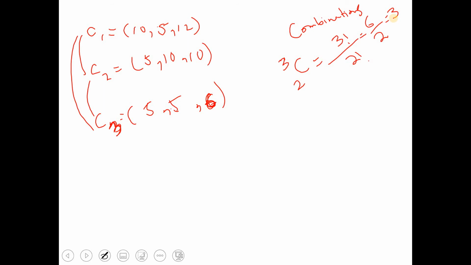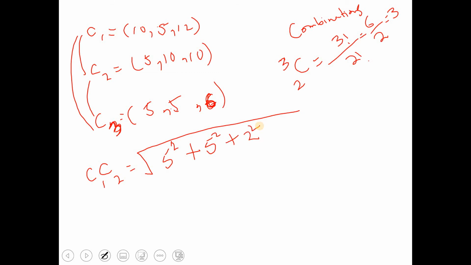So in the exam, first of all, you will calculate the distance C1, C2. How to calculate it? For the red color, you subtract: 10 minus 5, square, plus again 10 minus 5, square, plus 12 minus 10, square. It is 5 square plus 5 square plus 2 square. So in the exam, do it properly. 25 plus 25 is 50 and 54 under the root.